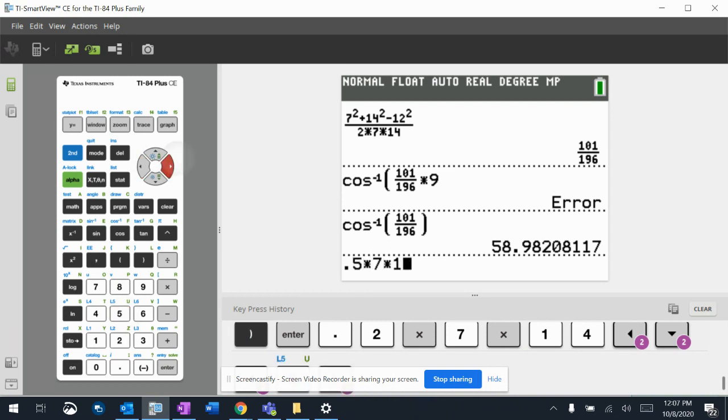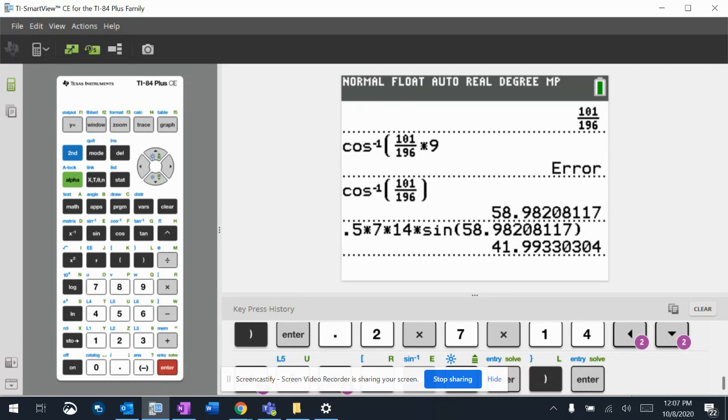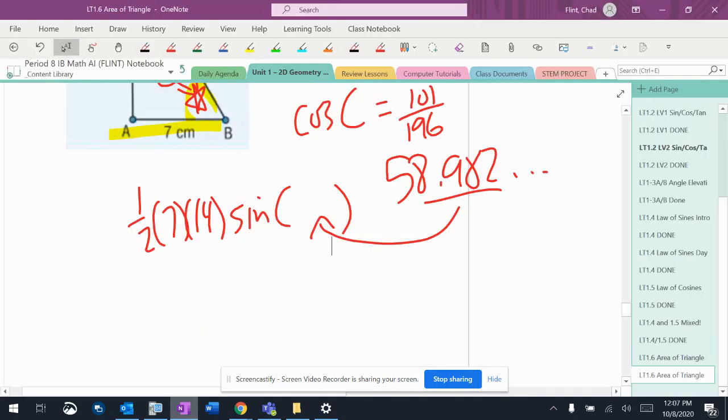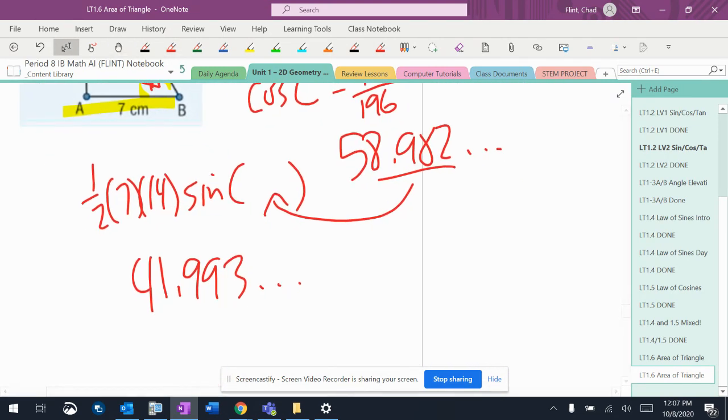0.5 times 7 times 14 times sine of that angle. And again, if you round that to 58.98, you'll be fine. 41.993. I don't think it said round to anything in particular. It didn't. So 41.99.